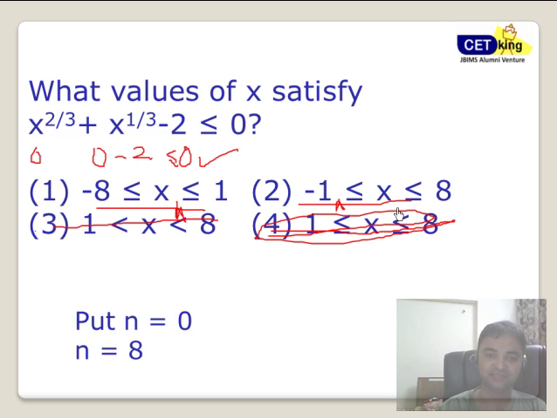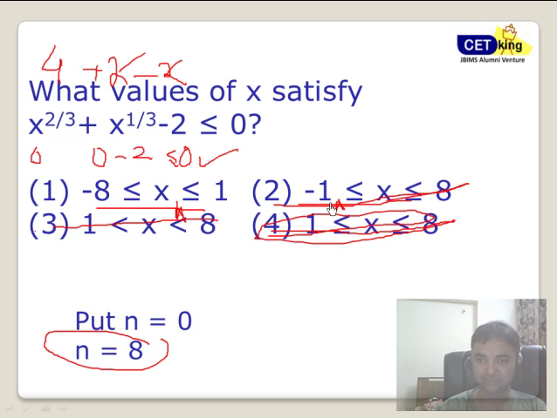Now if I put the second option, x equal to 8 in this case, 2/3 of 8 is 4, 1/3 of 8 is 2, minus 2, so 4 less than or equal to 0. So the answer is 4, which is not true. So it means 8 should not be in the answer. So this is gone. So only option left with me is A. Fine. So what I'm doing here is giving you an easy method to solve this question.